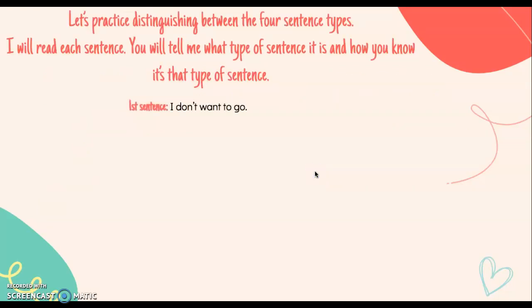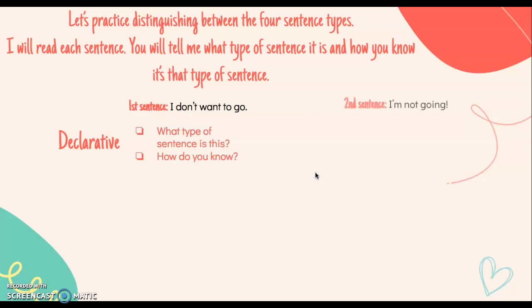All right, so let's practice distinguishing between the 4 types of sentences. I'm going to read each sentence. You tell me what type of sentence it is and how you know. So here's the first sentence. I don't want to go. What type of sentence would that be? So think to yourself, and you're going to write it in your Google Slides. It is a declarative. So it's a statement. It has a period at the end.